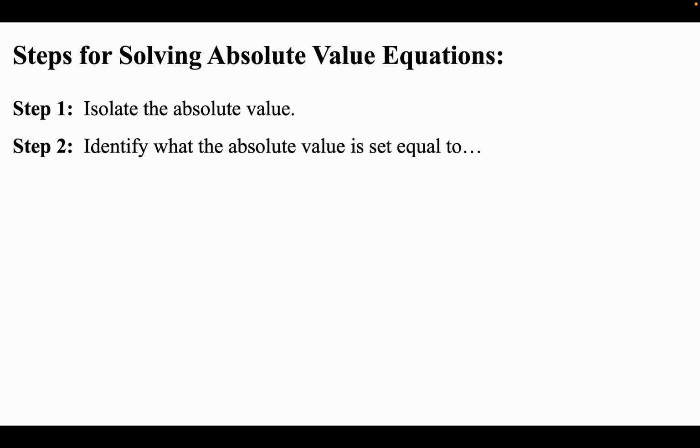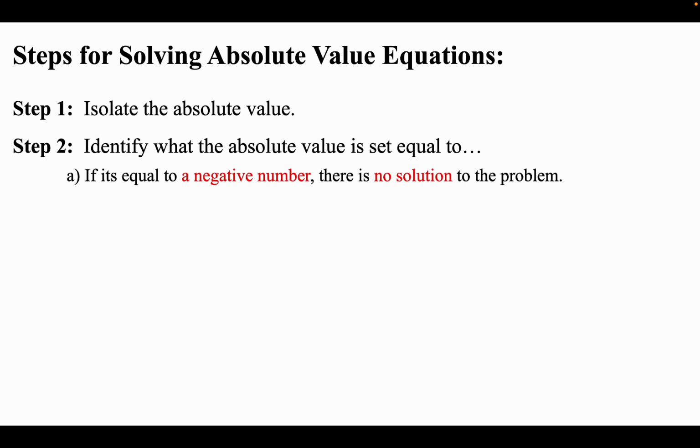Now, what are the steps to solving absolute value equations? Well, step 1 is to always isolate the absolute value on one end. Step 2 is, once the absolute value is isolated, identify what the absolute value is set equal to. That is, what is the number after the equal sign? Well, if that number is a negative number, then since absolute value, or the distance, cannot be equal to a negative number, it has no solution.